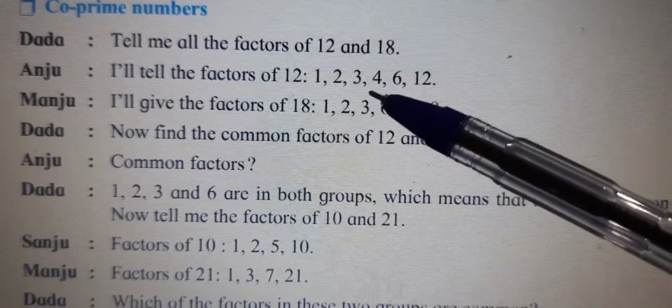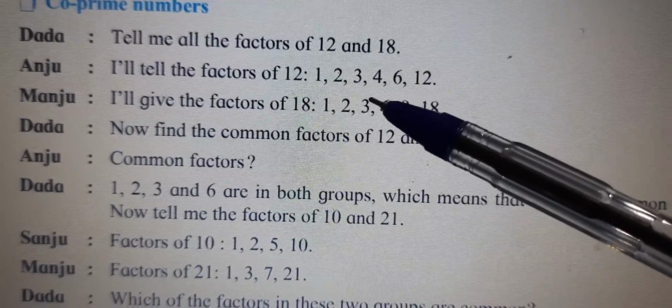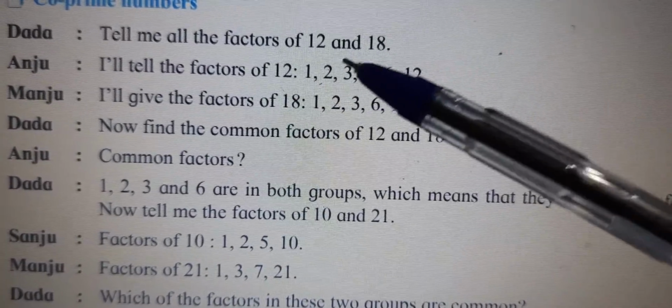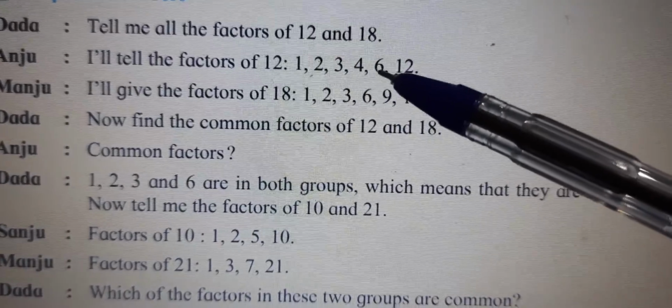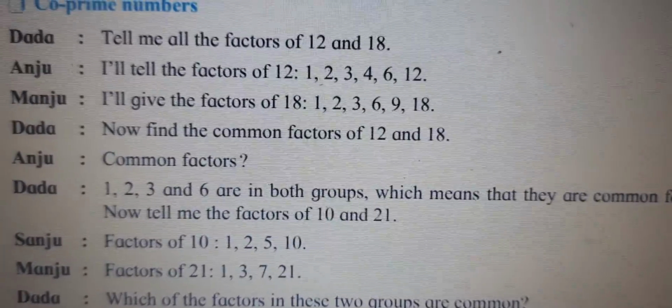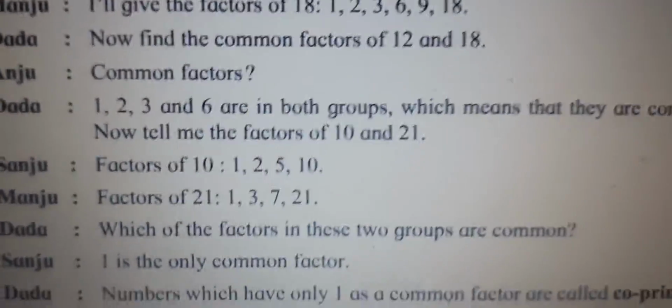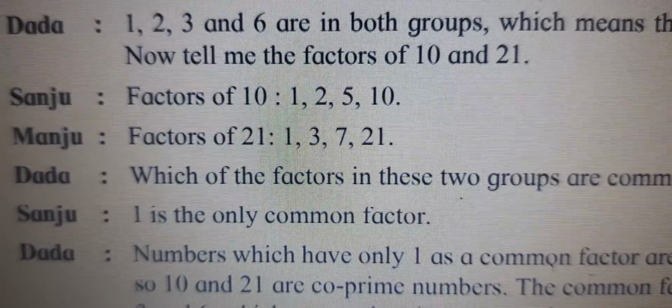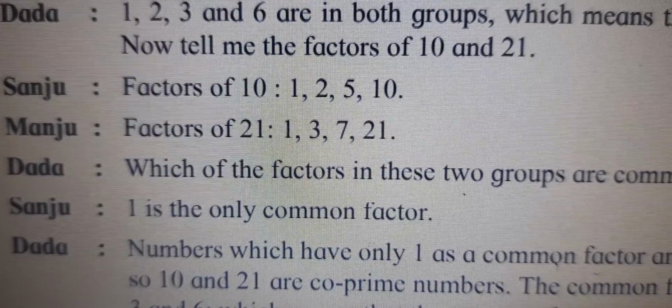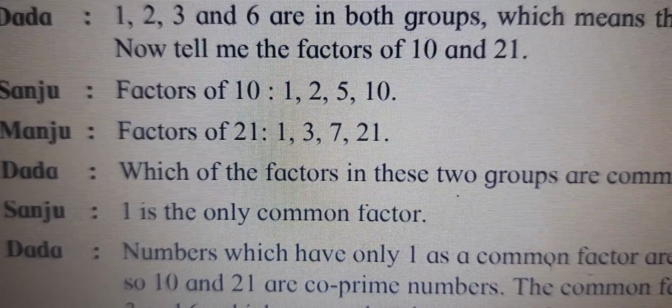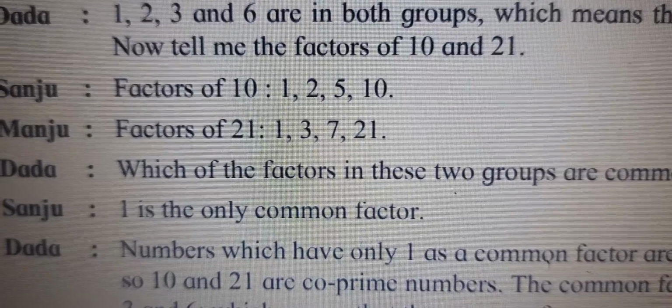Now check the common factors. What is common between both? You can see 1, 2, 3 and 6 is common. Okay, now we'll look at the other number, that is factors of 10 and 21. Common factor only 1. There's no other number which is common to both.